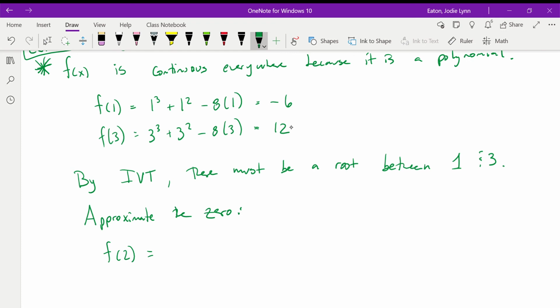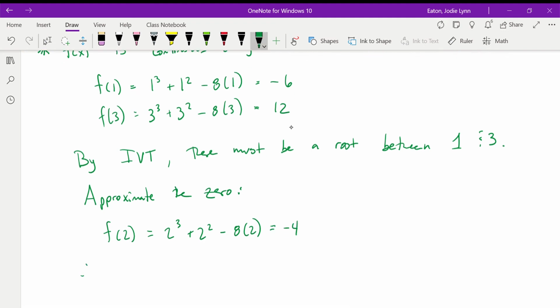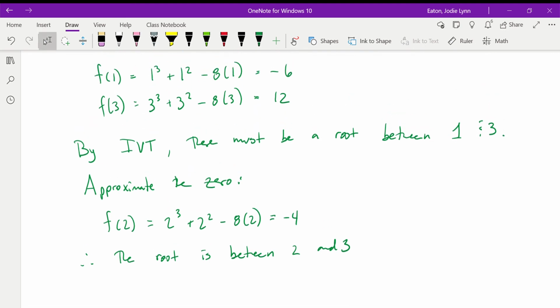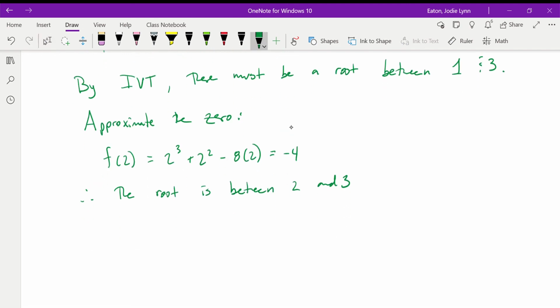So f of 2 is 2 cubed plus 2 squared minus 8 times 2. So 8 plus 4 is 12 minus 16 is negative 4. So now we know the root is between 2 and 3. It's not to say there couldn't be a root between 1 and 2. It could go up and quickly back down. We don't know that for sure, but we do know that there has to be a root between 2 and 3 by the IVT.